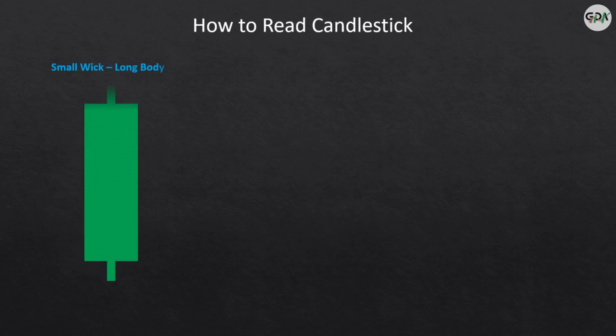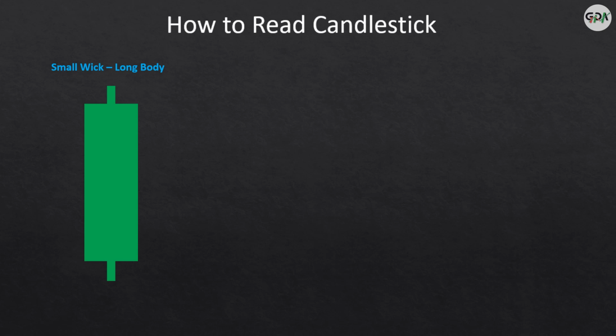In this picture, we will learn different types of bullish candlestick patterns. As discussed earlier, a candle with a long body and small wicks at the bottom and top represents bullish price action, where buyers are in full control.